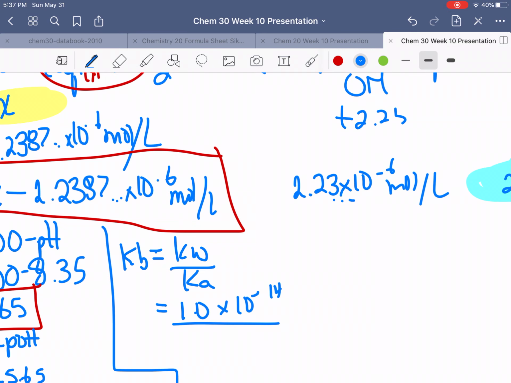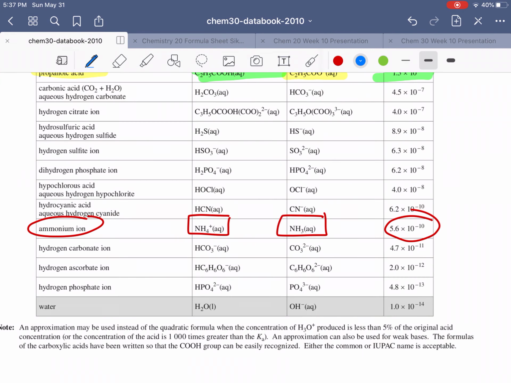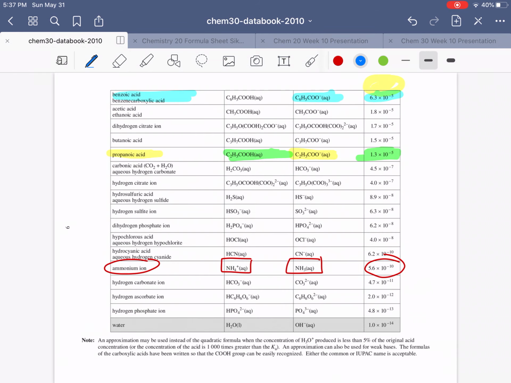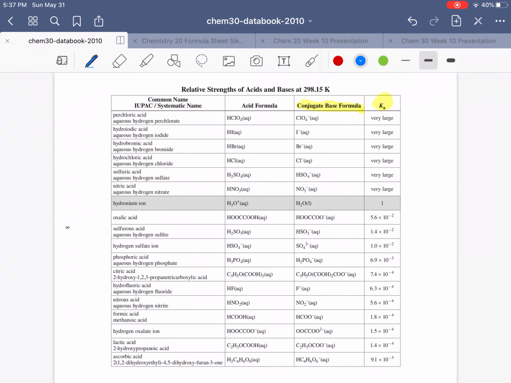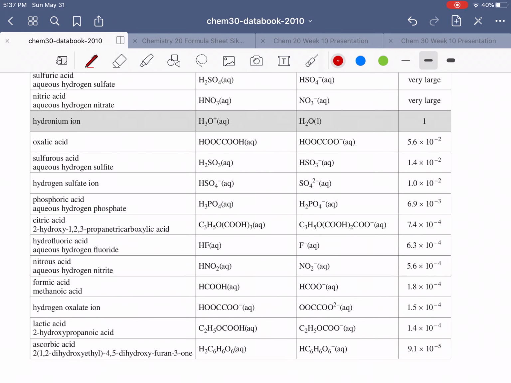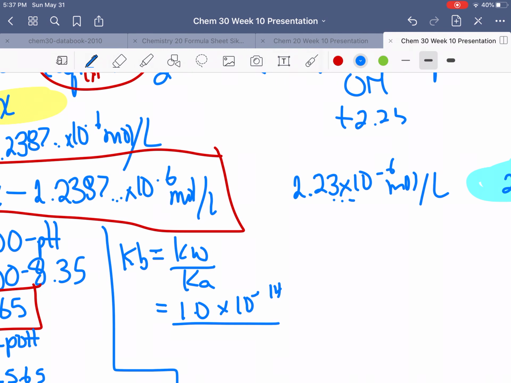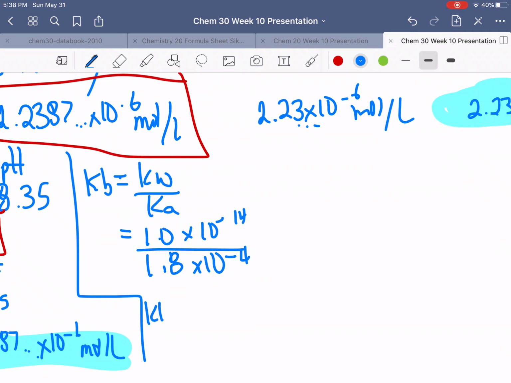Now, for that HCOO negative, if we go over here into the data booklet and keep on looking for it, you can find this right here, right? So there's that HCOO negative base. It's associated with formic acid, so I need to take the Ka associated with it, right? That's not Kb, that's Ka. But that's the number I'm going to write down. So 1.8 times 10 to the negative 4. Number crunch away, you're going to end up with Kb equal to 5.5 repeating times 10 to the negative 11.